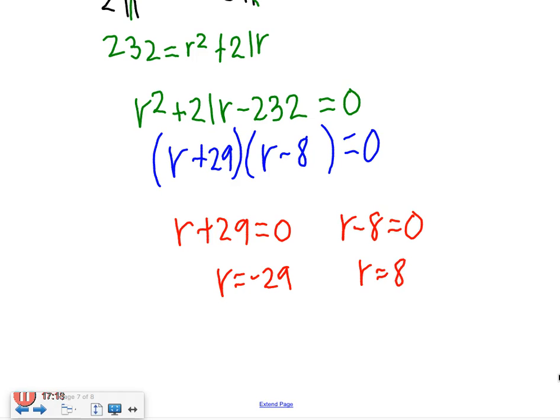Does it make sense to have a negative radius? No. So then our answer is 8. I think we wanted our diameter. What's our diameter? 16.